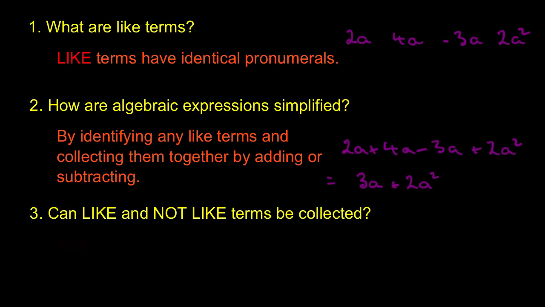The final question we need to ask is, can like and not like terms be collected? So can a and 2a squared, or 3a plus 2a squared, be joined together any further? And the answer is definitely no. So let's go on now and have a look at some examples of how this works.